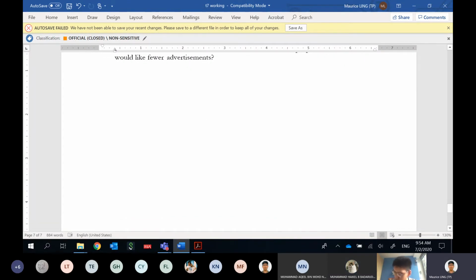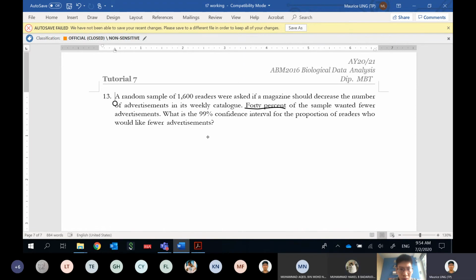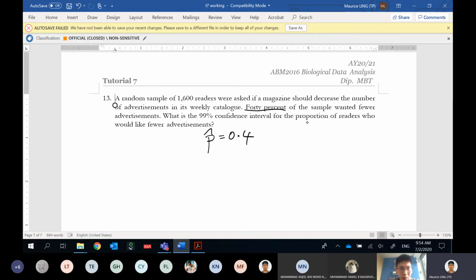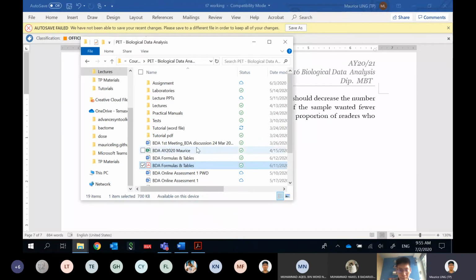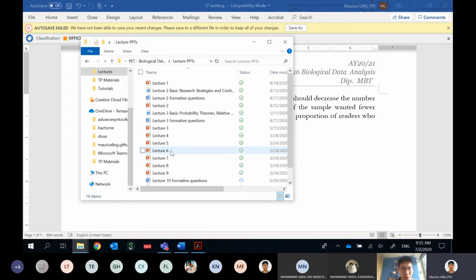This is not an easy question because you are testing proportion. The proportion is actually 0.4. But what you are trying to estimate is the confidence interval for this proportion. Correct. So 40% want fewer advertisements. So what is the proportion? That means it is 40% plus minus what range? Now, this is where you have to go to the lecture. In fact, this is actually in your lecture PowerPoint. This is lecture what? Lecture 7, right?